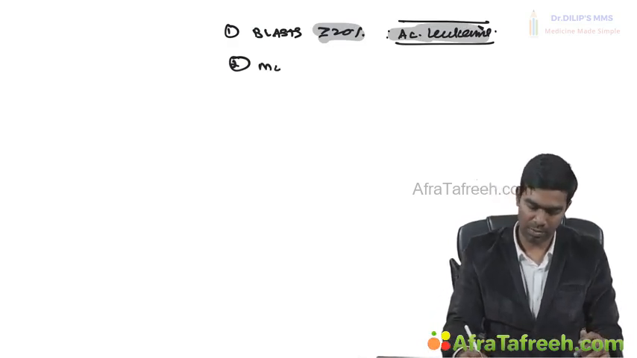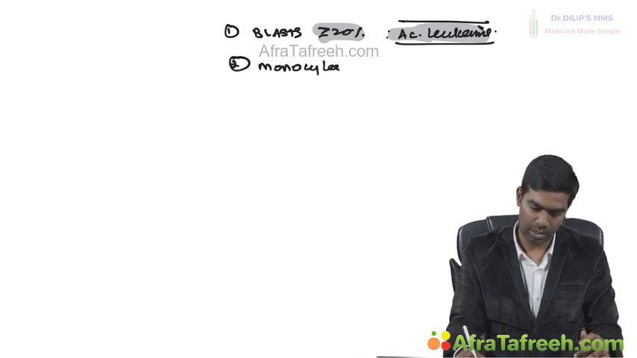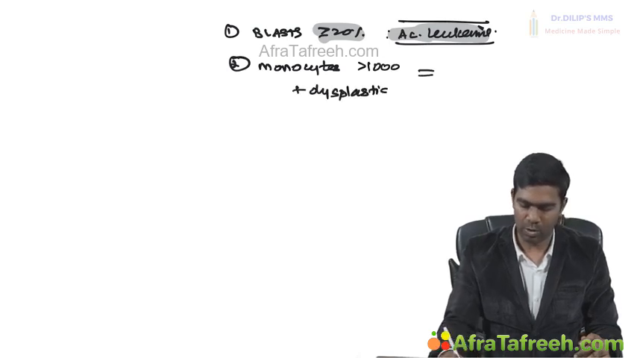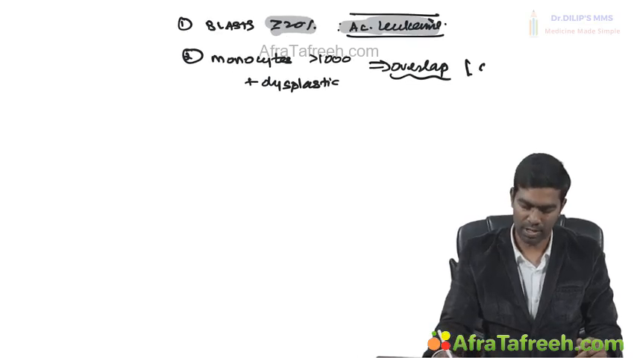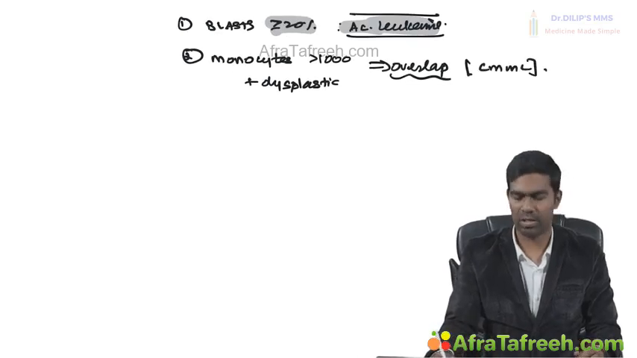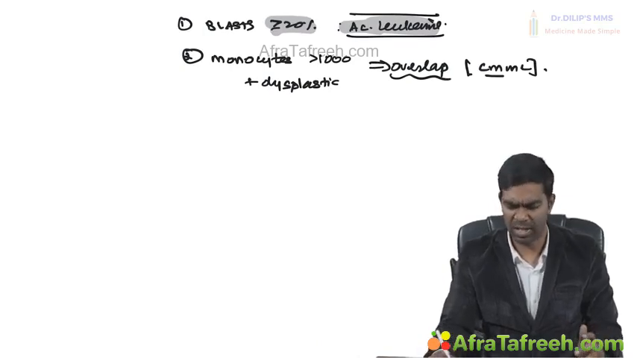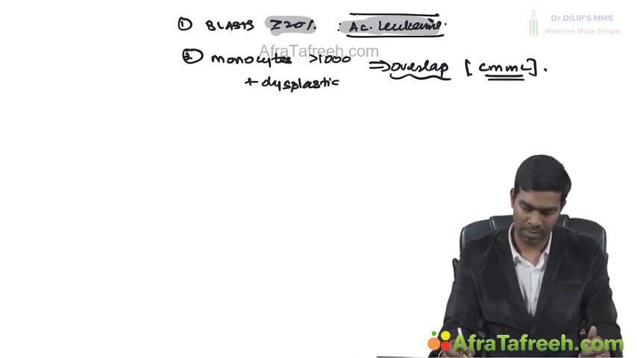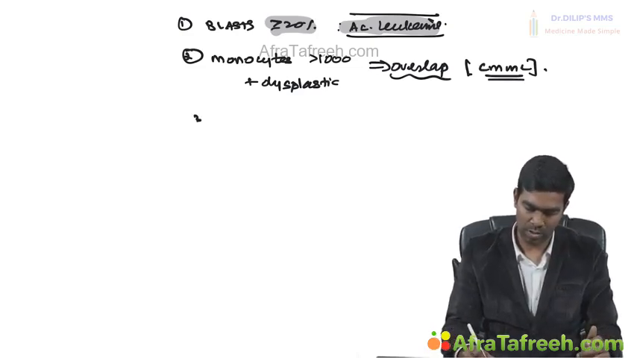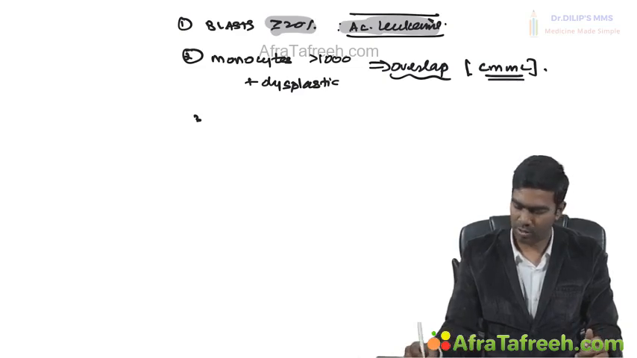And similarly, suppose the patient is having monocytes more than 1000, plus dysplastic cells, typically it goes towards overlap syndromes. You have to be sure you cannot diagnose pure MDS. It's an overlap syndrome where you have to diagnose either a CMML or a JMML. Clear? Typically in adults we'll diagnose a CMML, chronic myelomonocytic leukemia, and it's not an MDS. And you have to rule out other causes of dysplasia.